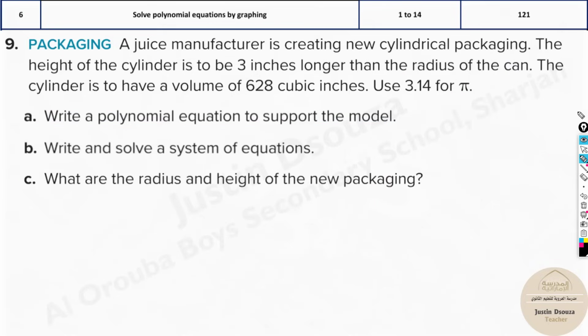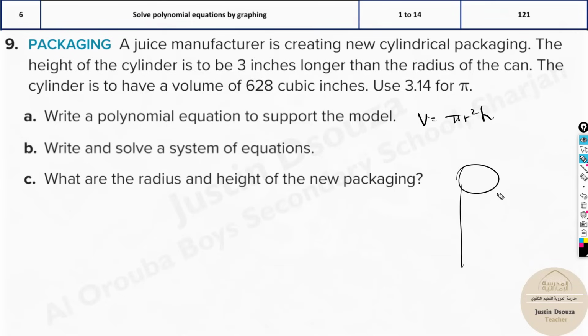This problem is also very similar to the previous one, but I'll solve this one because some formulas are required. A juice manufacturer is creating new cylindrical packaging. The height of the cylinder is to be 3 inches longer than the radius. Now, do you know what the volume of a cylinder is? It's pi r square h.